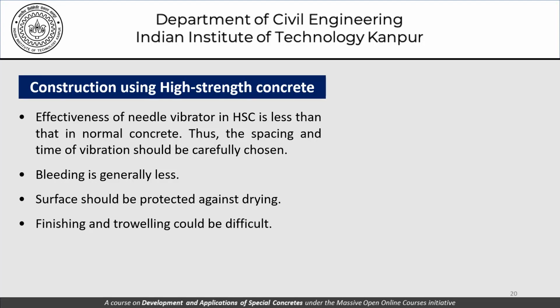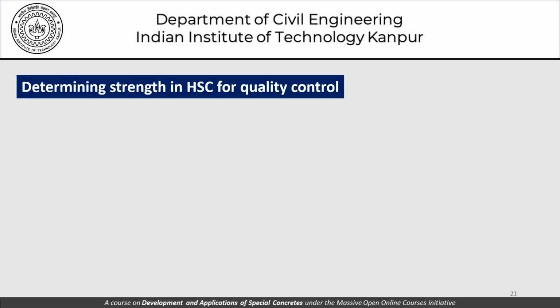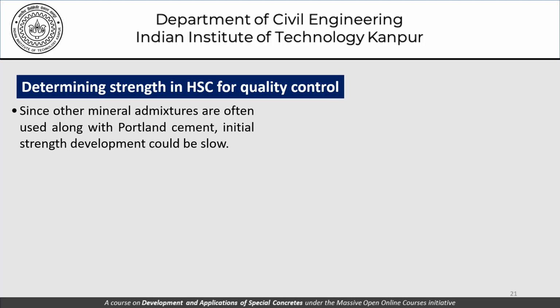Finishing and troweling could be difficult as far as high strength concrete is concerned, and pumpability is another issue which needs to be appropriately verified prior to going to construction using high strength concrete. So the kind of equipment that you need or you can use is quite different in the case of high strength concretes because of the very high volume of powder and paste involved in the mix. As far as determining the strength in high strength concrete for quality control purposes is concerned, since mineral admixtures are often used in Portland cement, initial strength development could be slow.